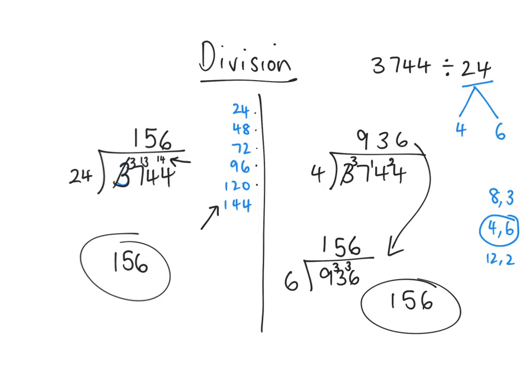I find this method much easier. Even though I'm doing it twice, I'm much less likely to make a mistake and I'm quicker on each bit. And that's the method that I would really like you to try. It's worth having a go at this. So you split your divisor, the number you're dividing by, into 2 factors. You divide by one of them, then you take the answer and divide by the other one.